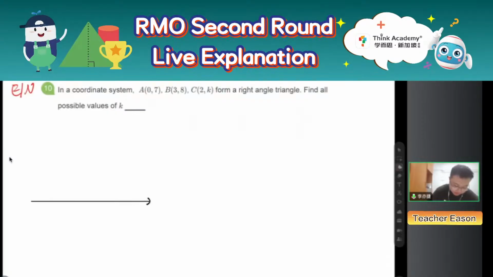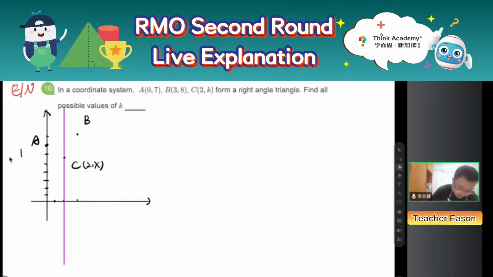We first draw the coordinate system. A is (0, 7). This is A. B is (3, 8). Okay, B is here. So now C is at x equals 2, which means C lies on this line, parallel to the y-axis. And then C could be anywhere. Maybe this is C, (2, x).